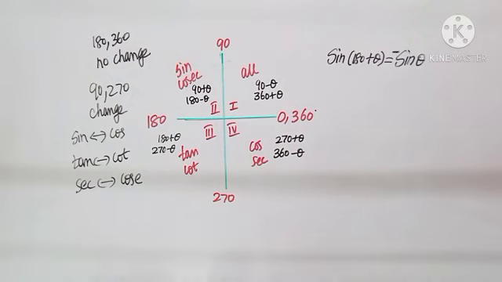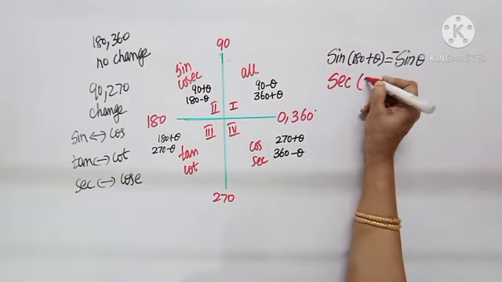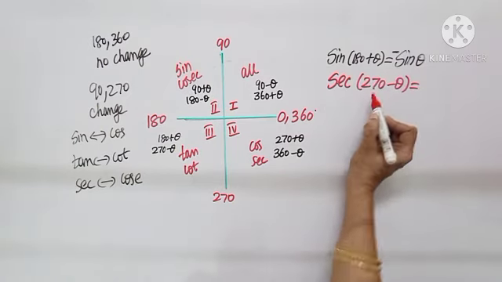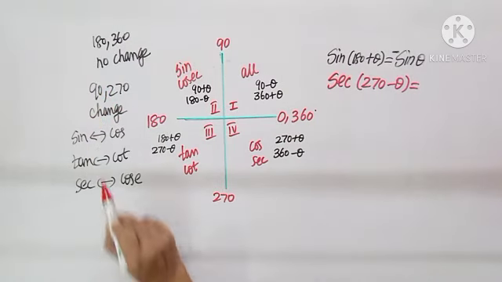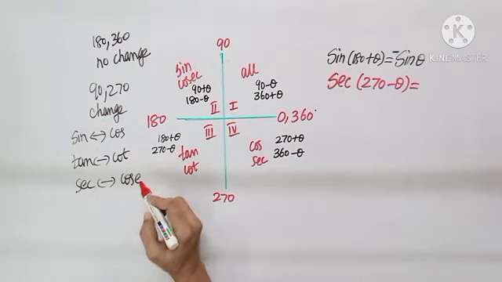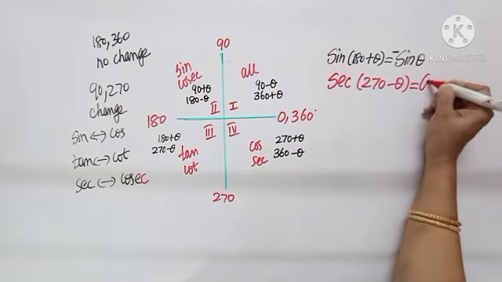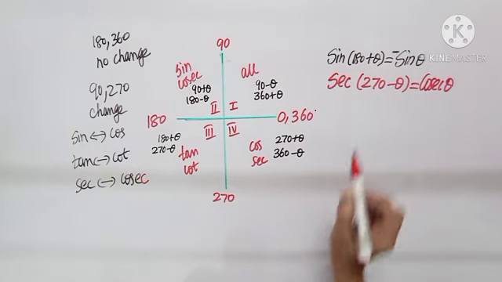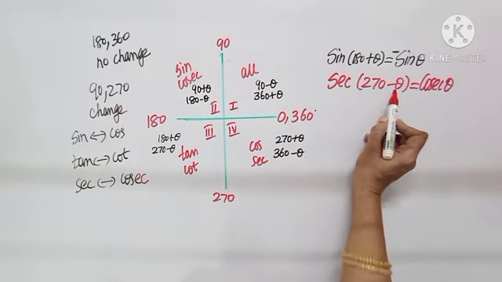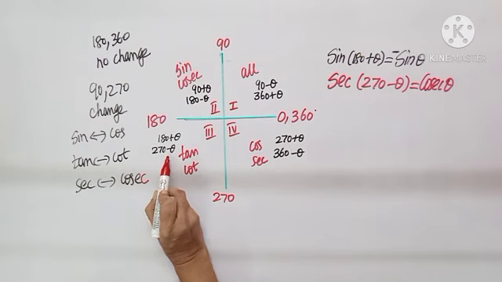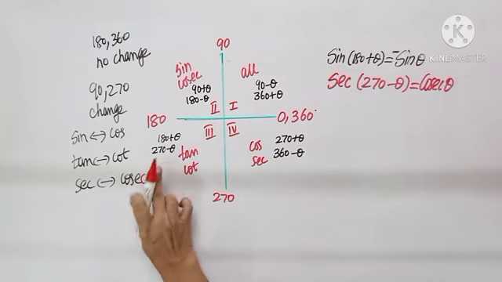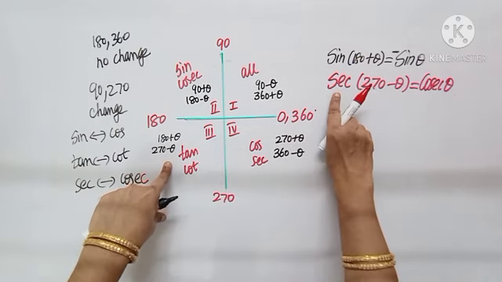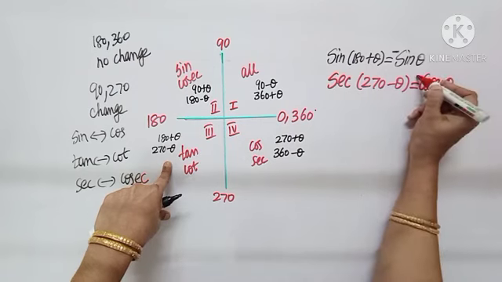Let me write one more. Secant 270 minus theta. 270 comes. What did we learn? Change. Change what? Secant into cosecant. So secant will become cosecant theta. And what symbol? 270 minus theta, I am in third quadrant. Third quadrant, secant will be negative, because in third quadrant tan and cot only positive. Here I am secant. So this is negative.